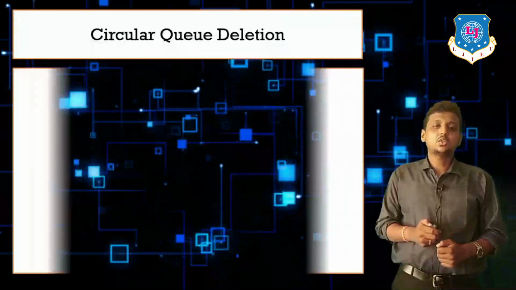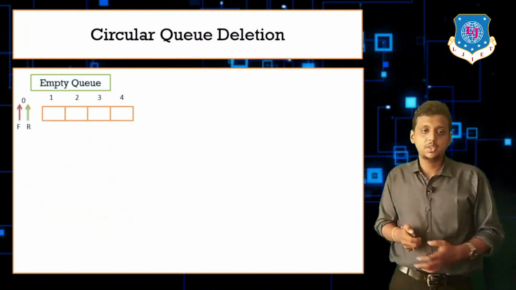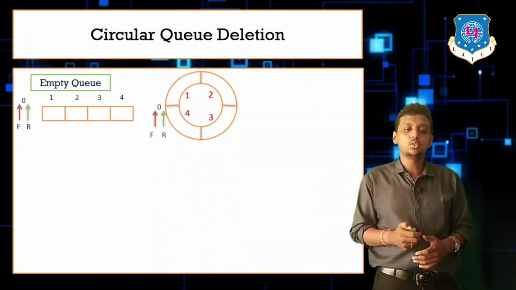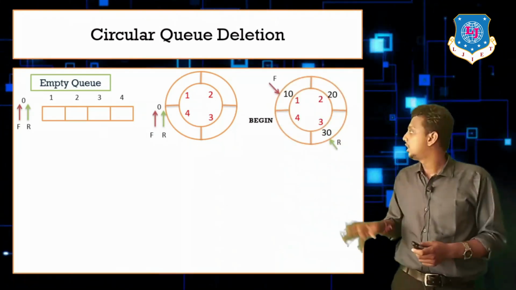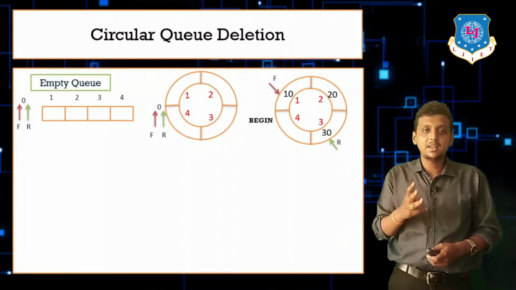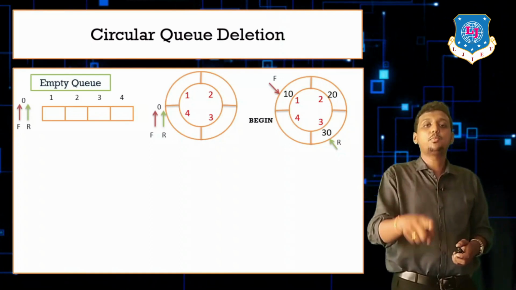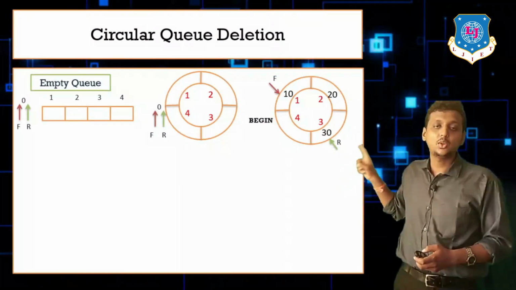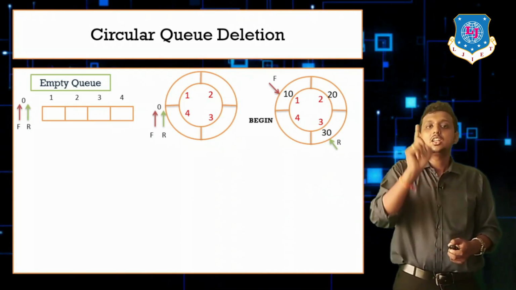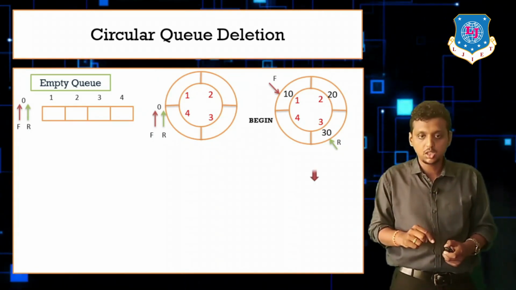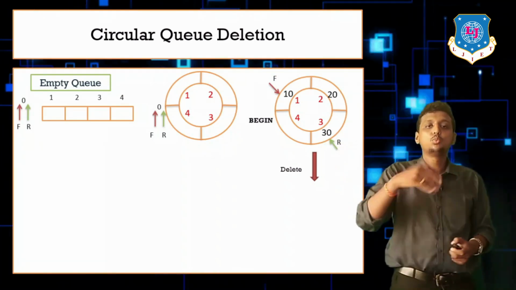So the first circular Q deletion, students, here it is. If the Q is empty, the situation is the same as the previous one, but I'm not going to take an empty Q for you. Let's begin with a basic Q. Here you have the elements 10, 20 and 30. If you want to delete something from this Q, first check whether my front pointer is at 0 or not. No, it's at 1. So assign 10 to Y and then check whether F and R are the same or not. Here F and R are not at the same position, so move further.